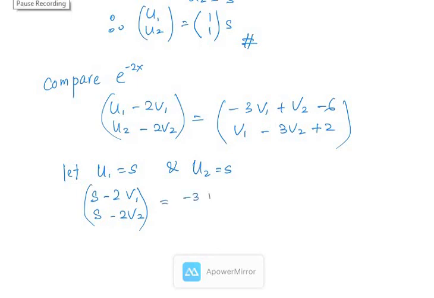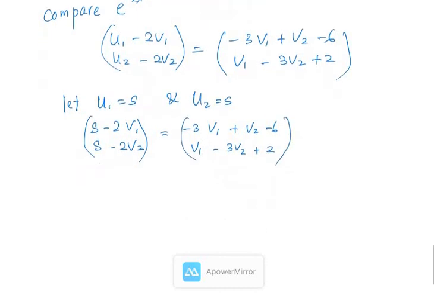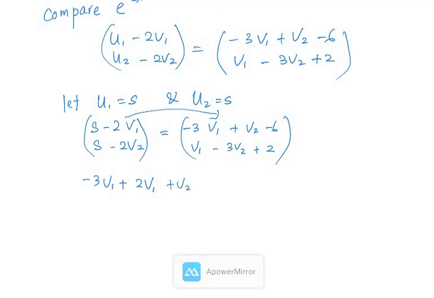equal to negative 3v1 plus v2 minus 6, v1 minus 3v2 plus 2. So negative 3v1 plus 2v1, you bring to the right hand side: 2v1 plus v2 equal to 6. So this one you bring to the left hand side, s plus 6. And then the next row is v1 minus 3v2 plus 2v2 equal to s minus 2.